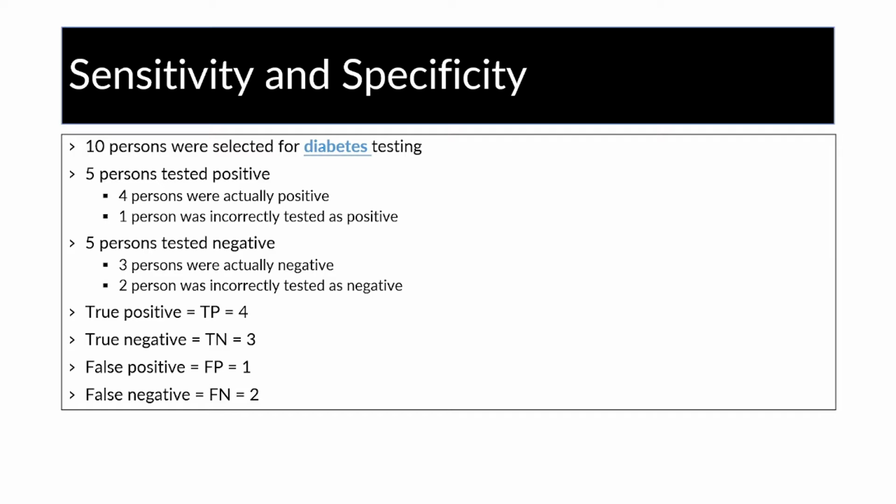Sensitivity and specificity. This is a very interesting discussion on some of the metrics. Say 10% were selected for diabetes testing, 5% tested positive, 4% were actually positive, 1% was incorrectly tested as positive. 5% tested negative, 3% were actually negative, 2% was incorrectly tested as negative. Here the true positive is 4, the true negative is 3, the false positive is 1, and the false negative is 2.